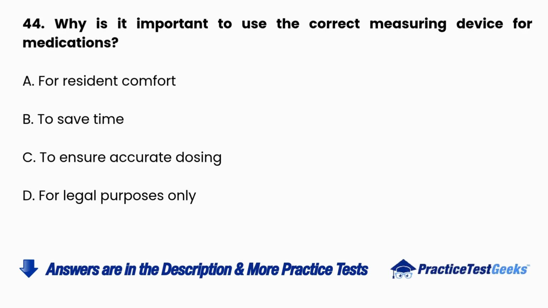44. Why is it important to use the correct measuring device for medications? A. For resident comfort. B. To save time. C. To ensure accurate dosing. D. For legal purposes only.